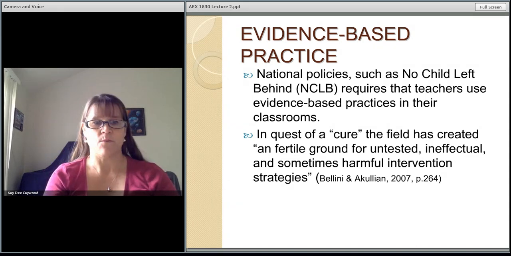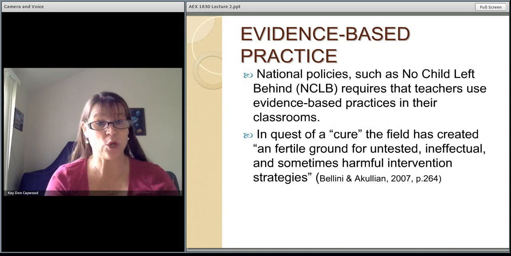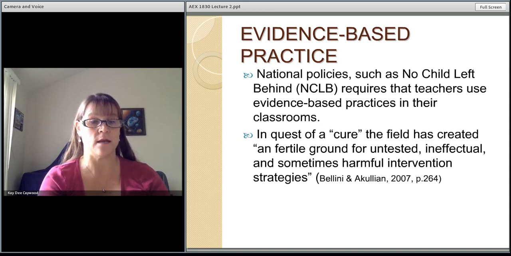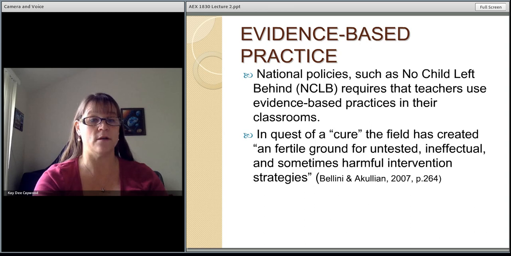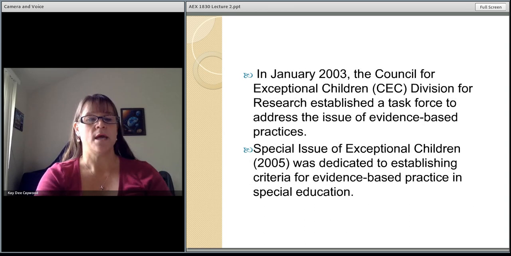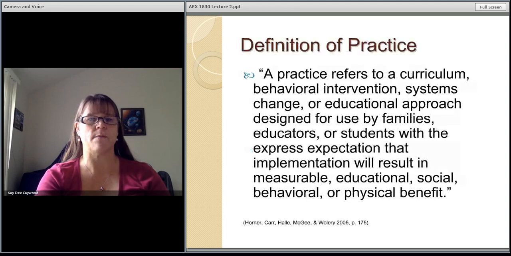One of the things that we're also finding in the field of autism is that as people are looking for a cure, there's been a lot of untested, ineffectual, and sometimes harmful intervention strategies. And so it's important to understand whether or not an intervention does have an evidence base and to be able to know how to determine whether or not it does have a strong evidence base. So CEC actually established criteria for developing evidence-based practices, and we're going to talk about what those are.